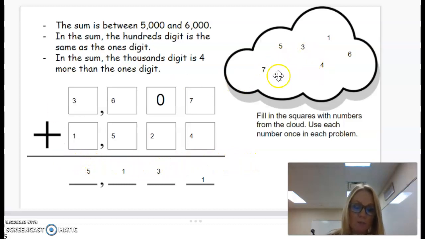Take your numbers from the cloud, put them in here using the clues to solve for the sum. Good luck.